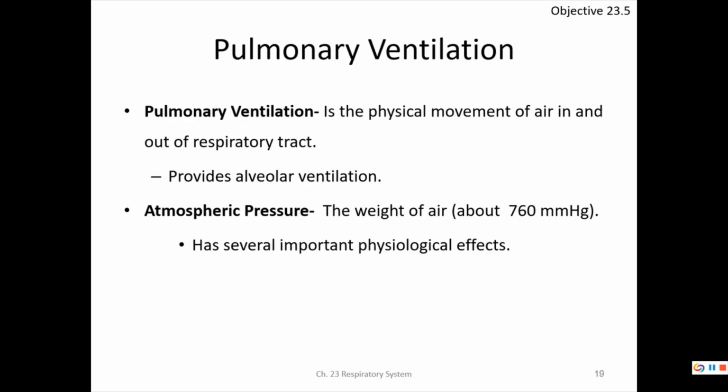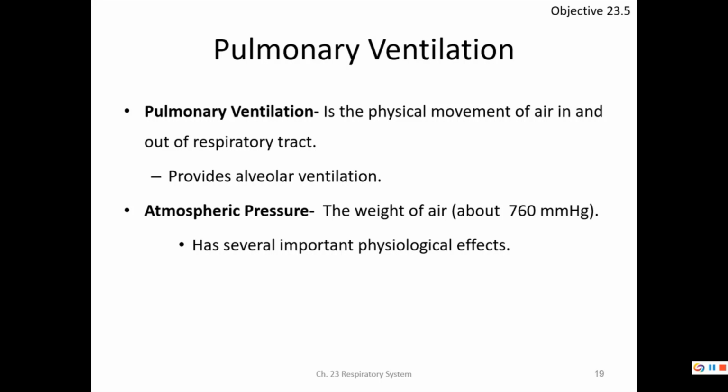Now, pulmonary ventilation, that's just physical movement of moving air in and out of your lungs. And this provides for the amount of air that can get into the alveoli. So remember we talked about the alveolar ducts, alveolar sacs, individual alveoli. If you don't get gases into the alveoli themselves, they're not going to be available for gas exchange. Then there is the atmospheric pressure that we got to talk about, which has a lot of importance.